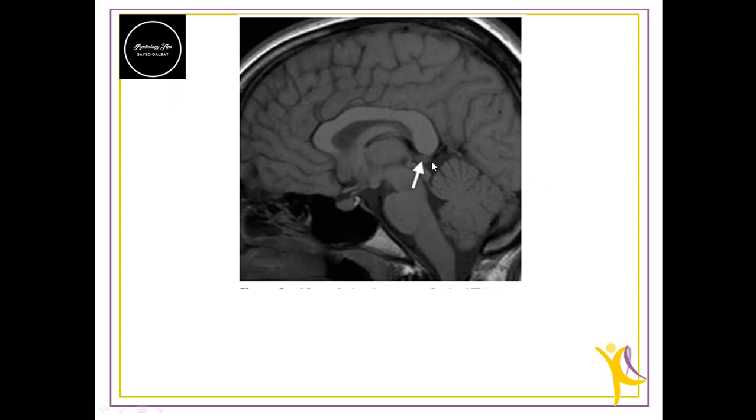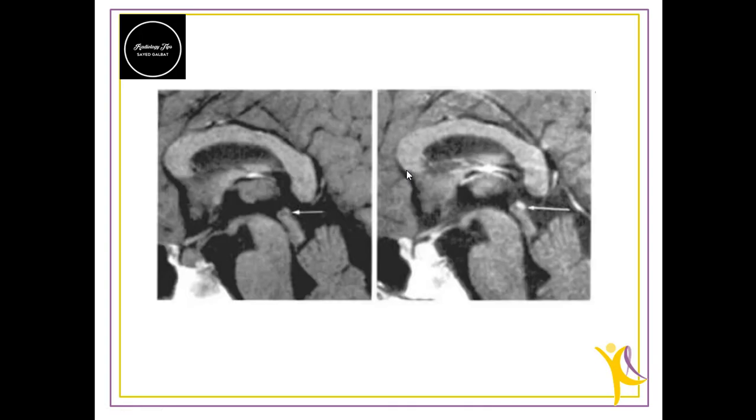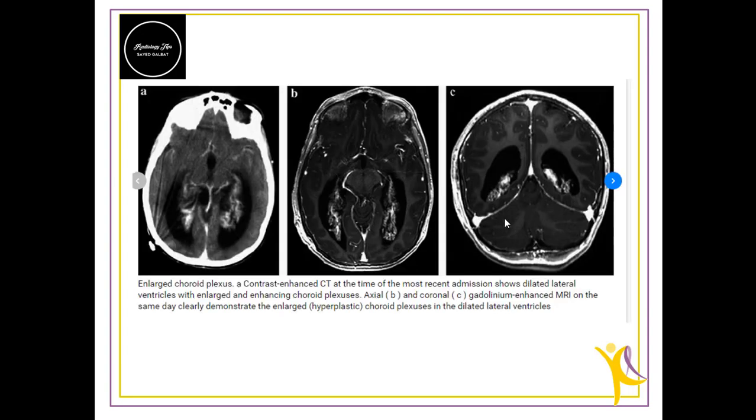Again, what is this structure lying between the splenium of the corpus callosum and the tectal plate? It's the pineal body. In this pre- and post-contrast study, we can easily notice that there is avid enhancement of the pineal body in the post-contrast study. So again, is this normal? In addition, look at the avidly enhancing choroid plexus in these slides. So again, is this normal?